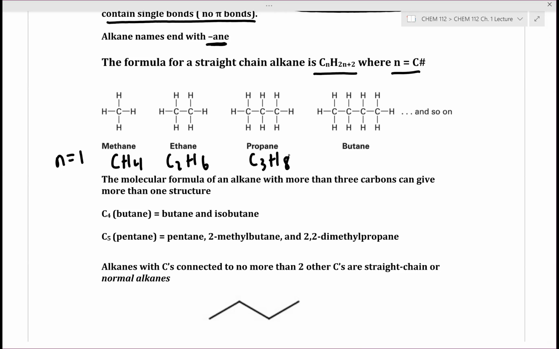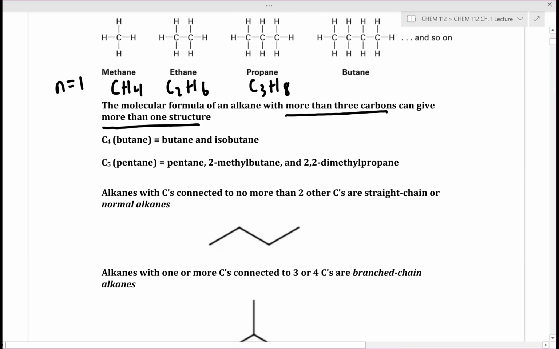Now, an interesting feature: if you have more than 3 carbons, you can end up with more than just one structure. We can start to generate constitutional isomers. Same number of atoms, different connectivity. So, for example, if we have 4 carbons, you can have butane and isobutane. When you have 5 carbons, you can have pentane, 2-methylbutane, 2,2-dimethylpropane, just to name a few. So you have access to a broader number of constitutional isomers, the more carbons you have to work with. Makes sense.